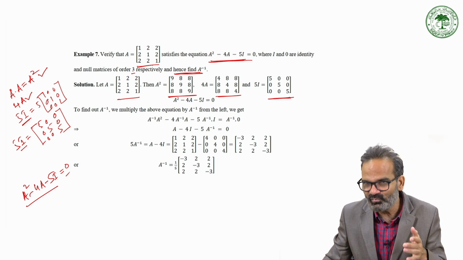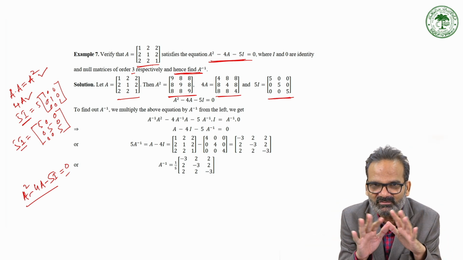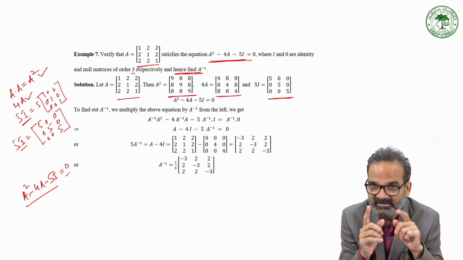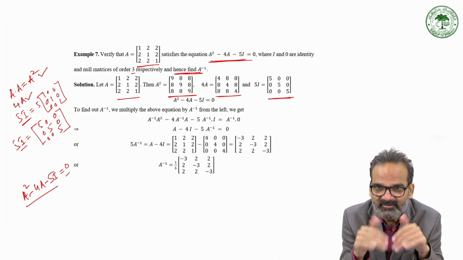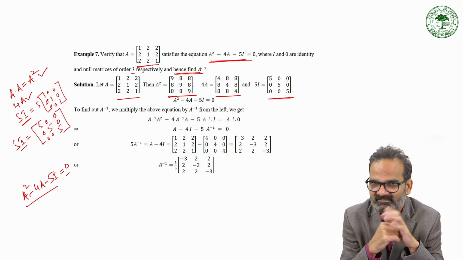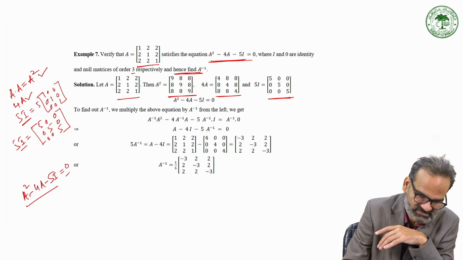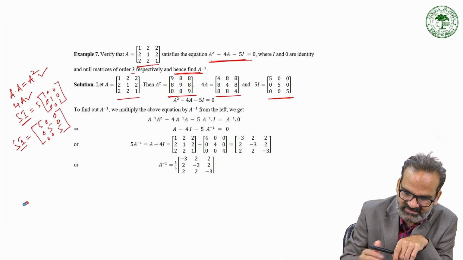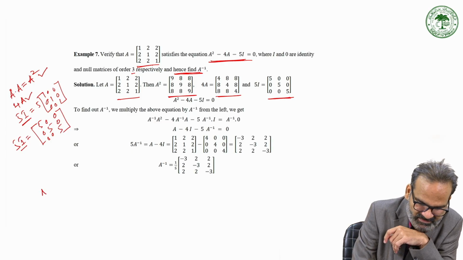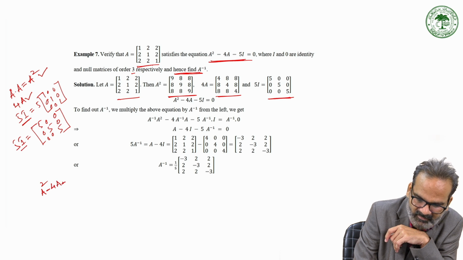So here we cannot use the formula to calculate the inverse of a matrix, that is adjoint of A divided by determinant of A. Rather, here we have to find the inverse of a matrix by using this equation, right? This is the difference. See how we will use this equation. Our equation is A square minus 4A minus 5I equals 0.